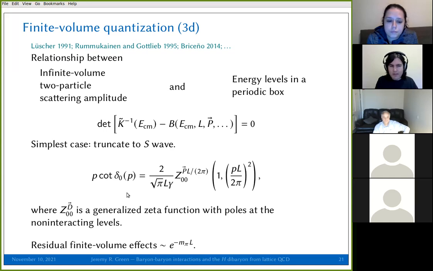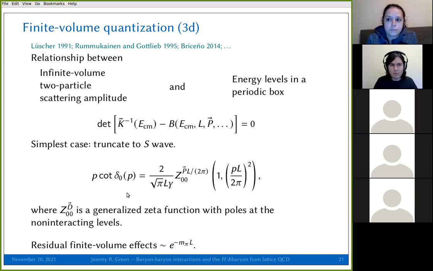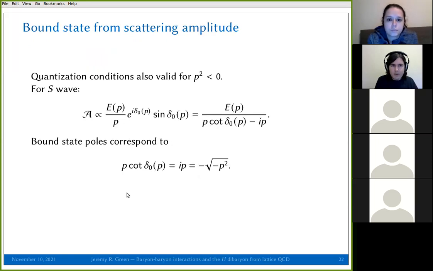And a key point here is that there can be residual finite volume effects, but they're again given by the lattice state, the pi mass times L. So as long as m pi times L is 4 and a reasonable size, then these are suppressed. And in fact, I use it below threshold.